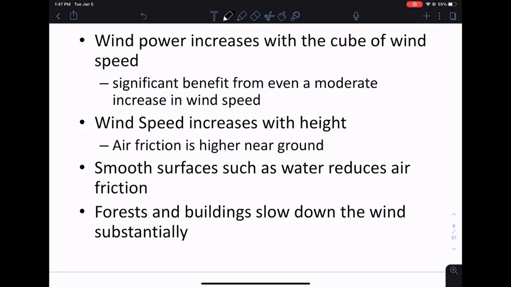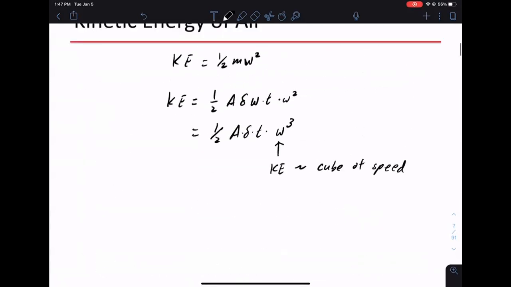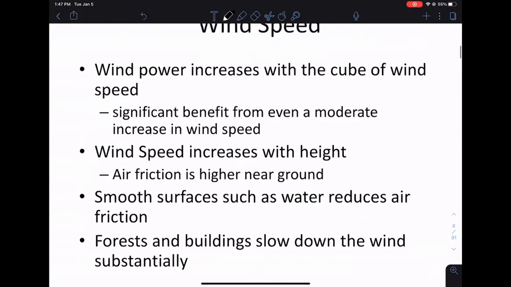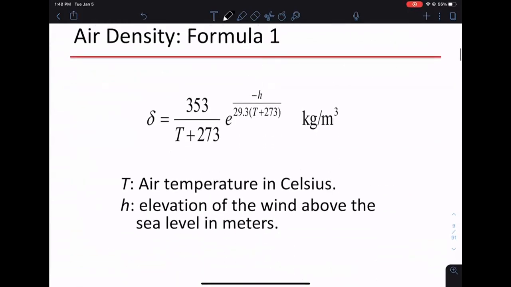Okay. So the next term, if you look at this, is a density term. Speed is cubed, and density also shows up. Density depends on the height of where you are. The higher you go, the lower the density. That impacts the power a little bit, but definitely not as much as the speed. There are formulas to calculate density.